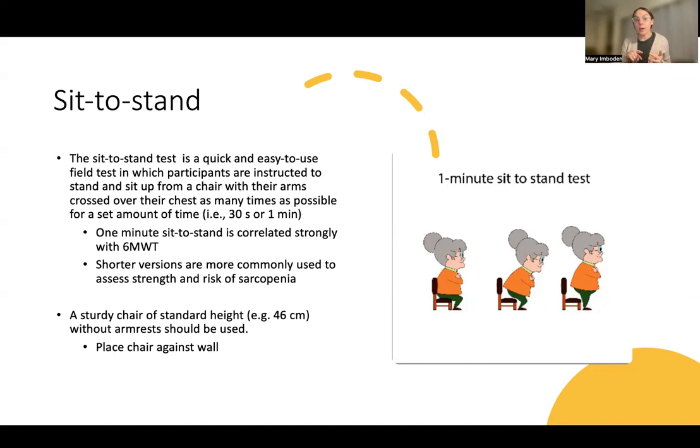Big thing here, you want a sturdy chair of standard height. No armrests should be used. And you should have someone spotting the individual. Placing it against a wall is great, but if the chair has any movement side to side or potentially going forward with the patient, we want to make sure someone's there to help that individual stay safe.